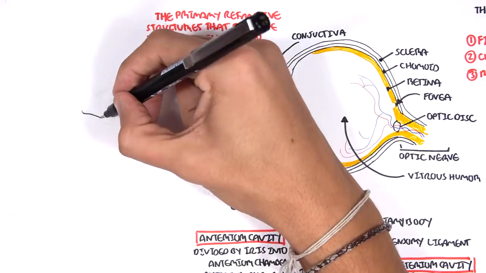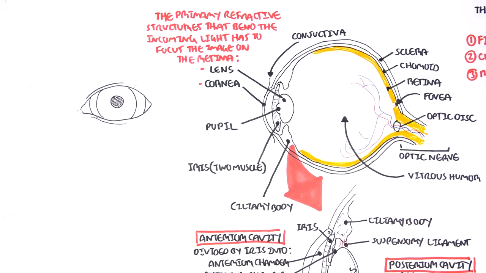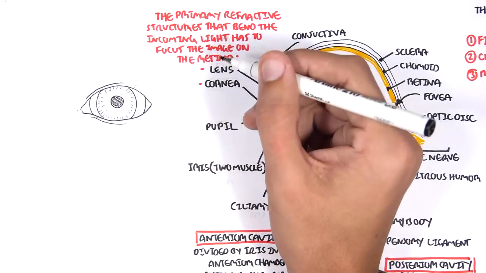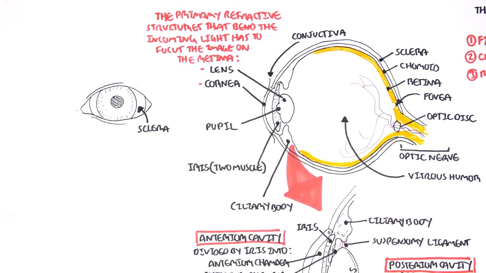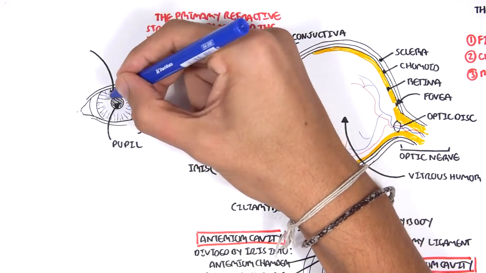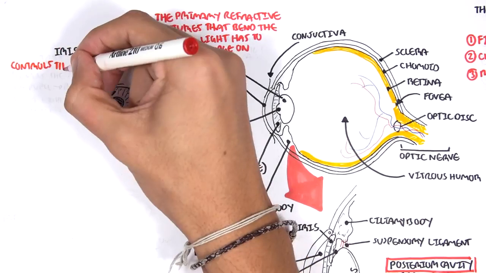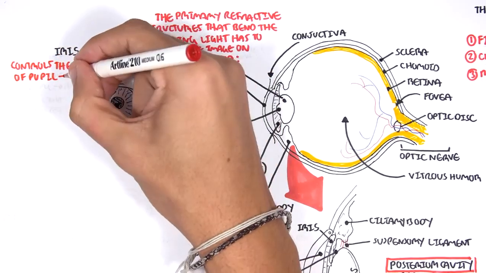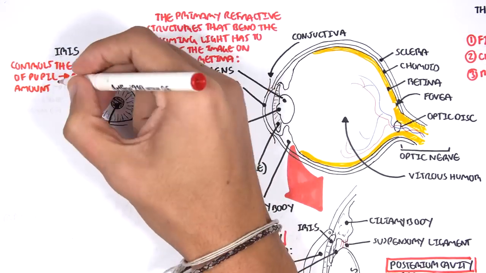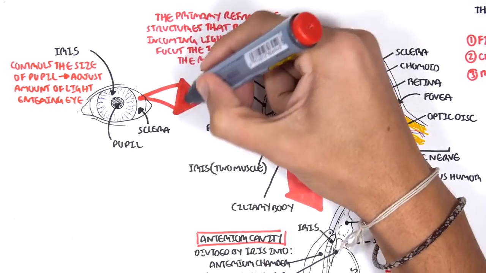Next, let us learn a bit about the iris and pupil and its innervations. So here is the eye from the front. The sclera is the white part of your eye. The pupil is the black part of the eye where light enters. Surrounding the pupil is the iris, and the iris is, remember, the color of your eye. And the iris controls the size of the pupil and thus adjusts the amount of light entering the eye.